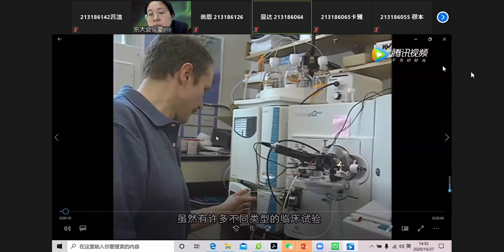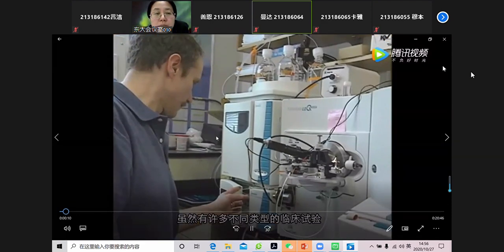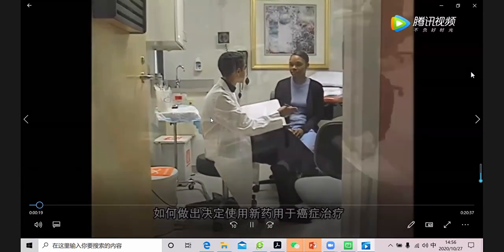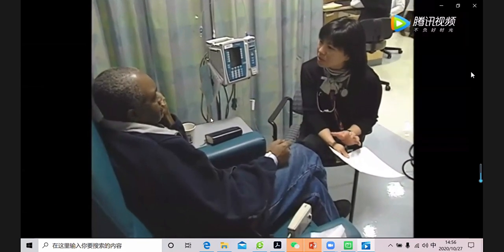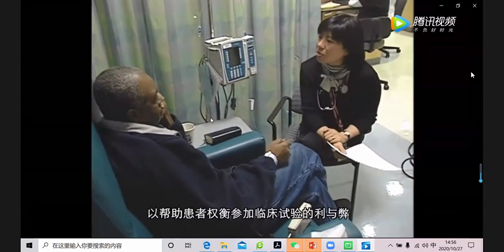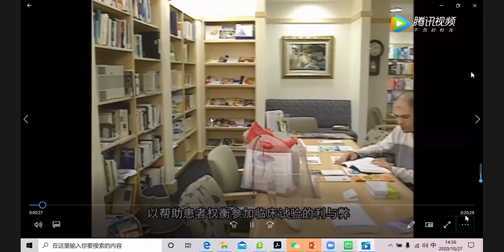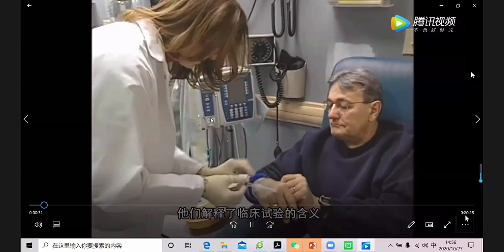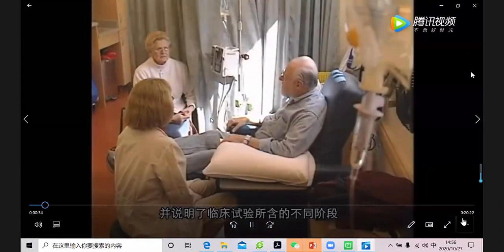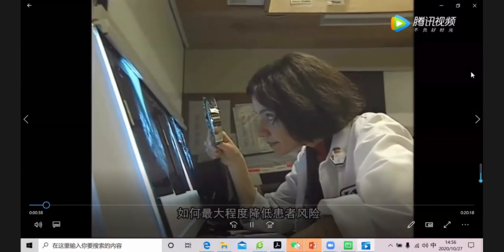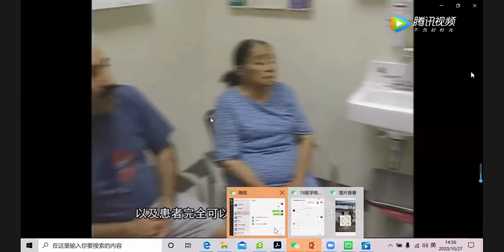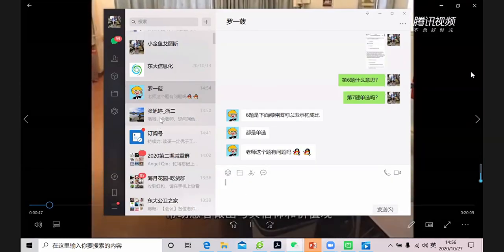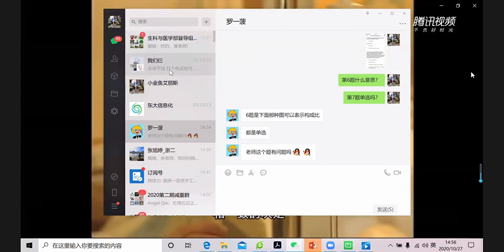While there are many different types of clinical trials, the following program focuses specifically on making decisions relating to the use of new drugs for cancer treatment. Patients and healthcare providers offer comments and suggestions in their own words to help patients weigh the benefits and disadvantages of clinical trial participation. They explain what a clinical trial is, what the different phases of clinical trials are, how risks to the patients are minimized, and that either choice, to participate or not to participate, is okay. The program also provides strategies to help patients make a decision that is compatible with their beliefs and values.